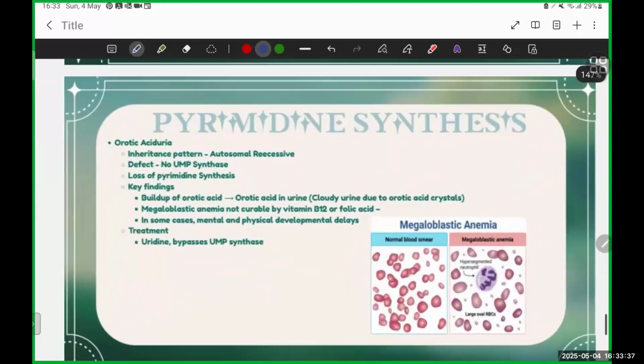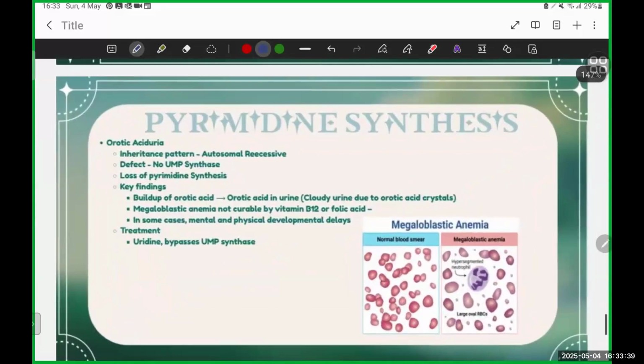Now, clinical correlation, the fun part, obviously. So it's autosomal recessive. I'm not sure if she's gonna ask you much about this inheritance pattern because that's more of a genetics thing, but that doesn't mean you can skip on it, right? Orotic aciduria. Can you tell me what you think of it from the name itself?